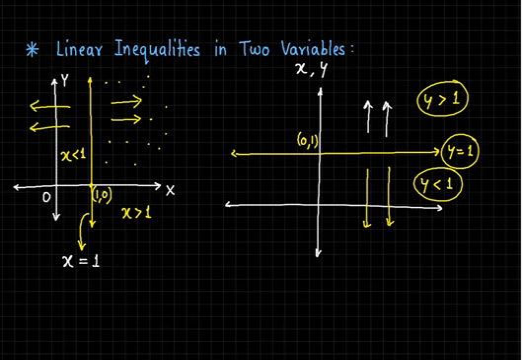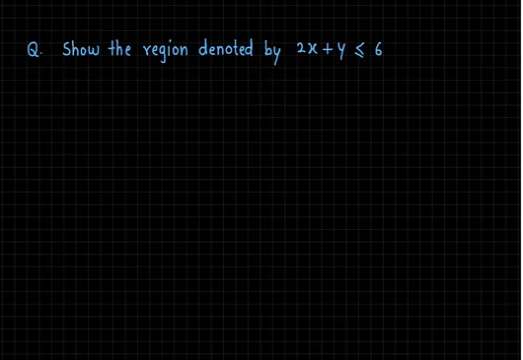Here we considered very simple cases, where the line was either parallel to the x-axis or y-axis. What if the line is making some other angle? That means, what if the equation of the line contains both x and y terms? Let us practice how to show the inequalities where both x and y terms are present. Let us solve one question based on that: show the region denoted by 2x plus y less than or equal to 6.